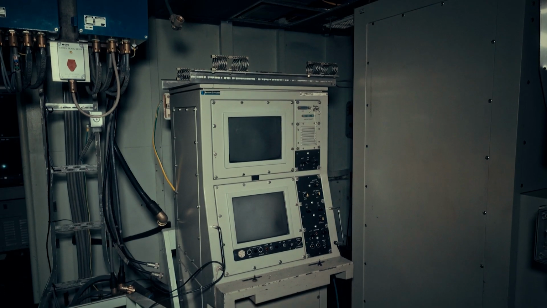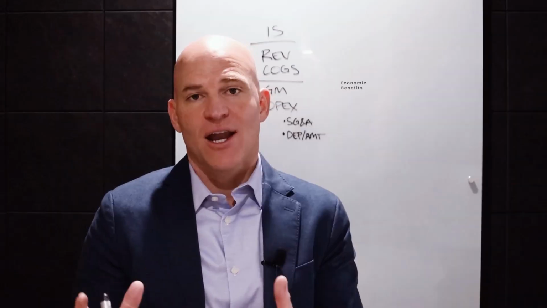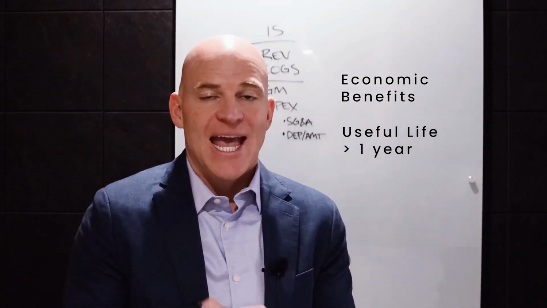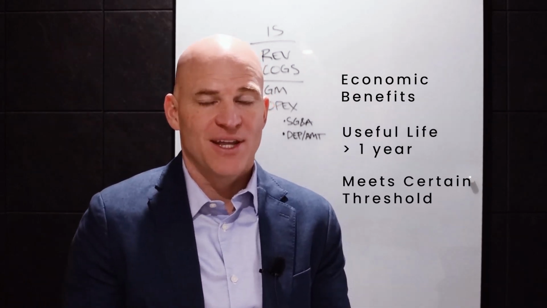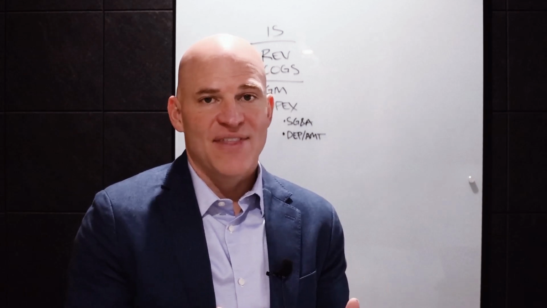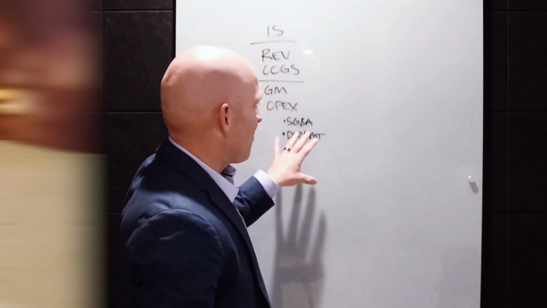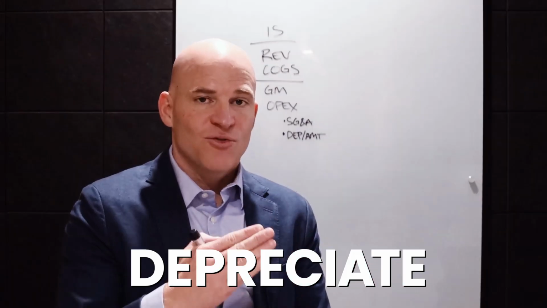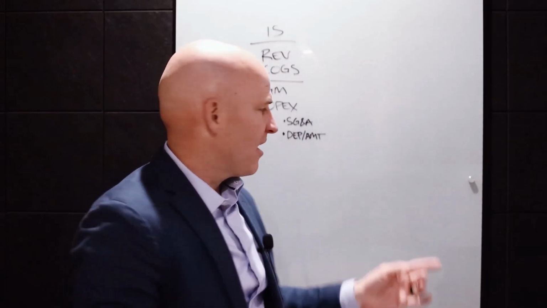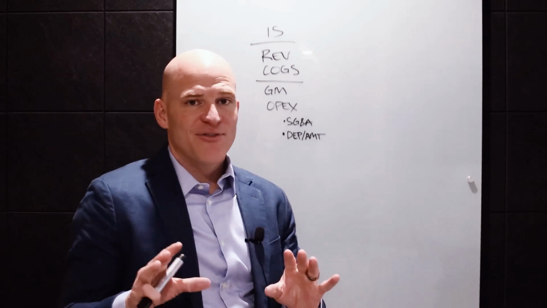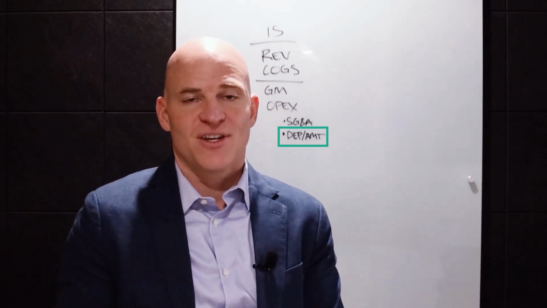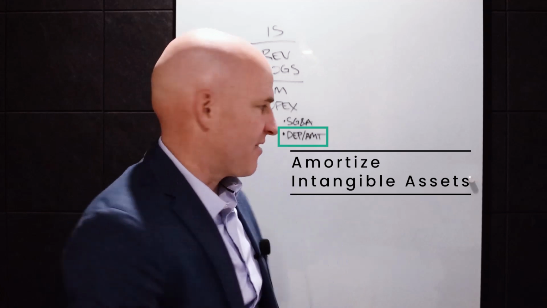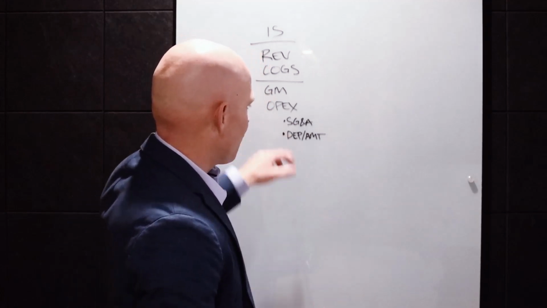In other words, if an asset is going to provide future economic benefits for a business and it has a useful life greater than 1 year and it meets a certain threshold, which is typically between $2,000 or $5,000 and above, then you're going to capitalize that, record it on the balance sheet, and then each year you're going to depreciate it and record a portion of that expense on the income statement. The only difference between depreciation and amortization is that you depreciate tangible assets and you amortize intangible assets. So that's broken down here underneath Opex.